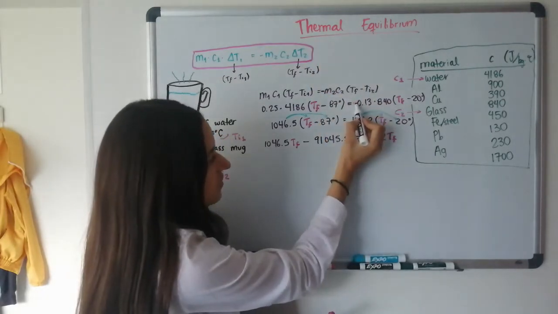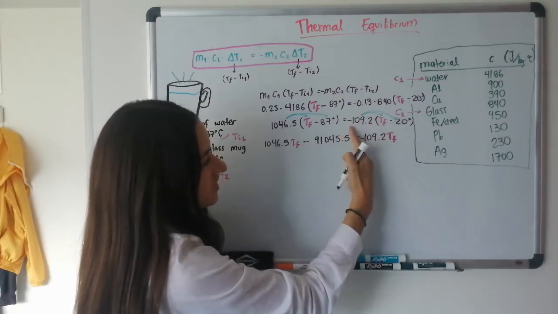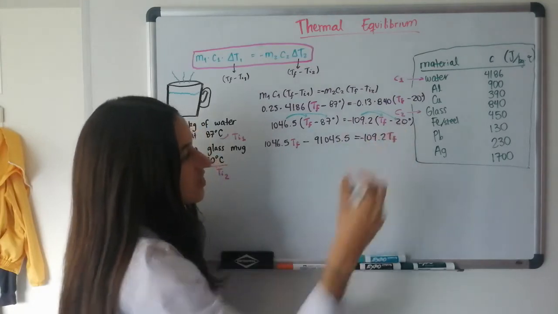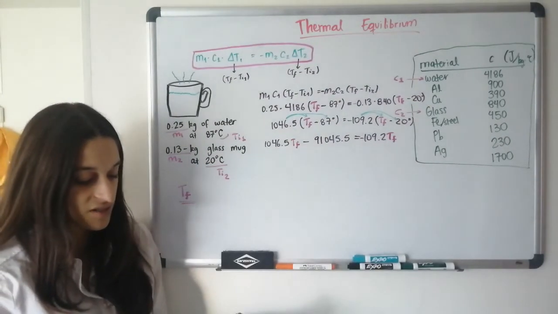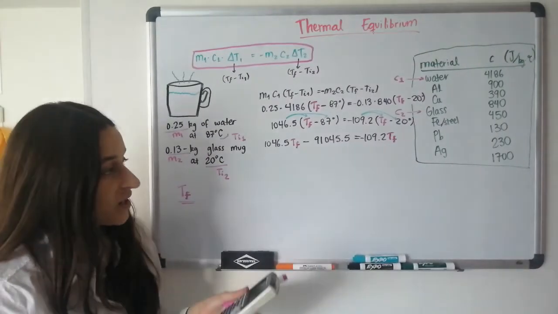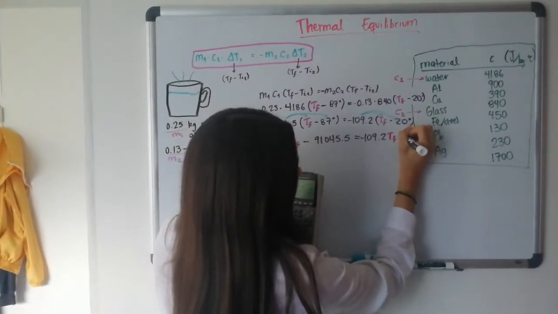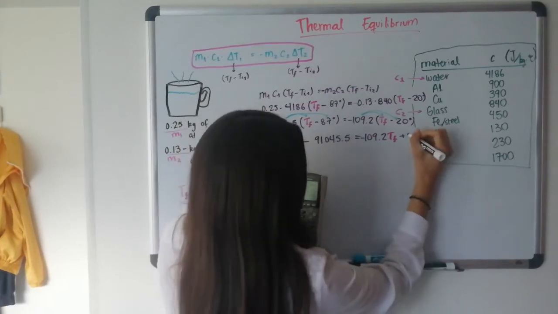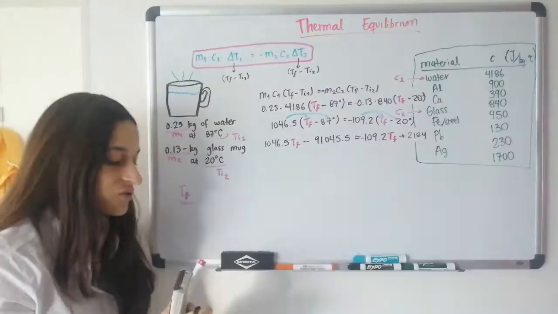So also here, also here, and therefore also here, because we did negative 109.2 times TF, and now we're going to have to do this one times this one. So that's negative 109.2 times negative 20. Sorry about that. I don't know why it happened so much. Okay, so that gave me 2,184. So because now it's positive, you add 2,184. Okay, so now we're almost there.